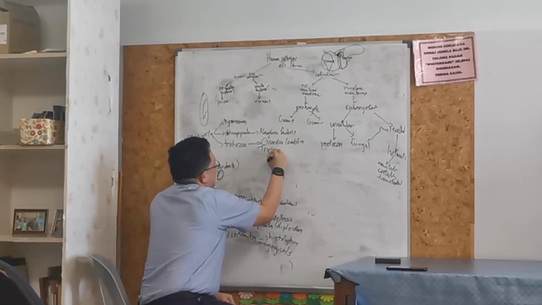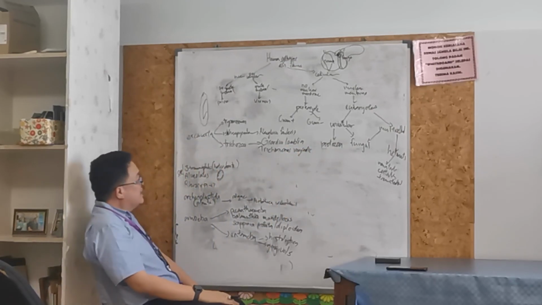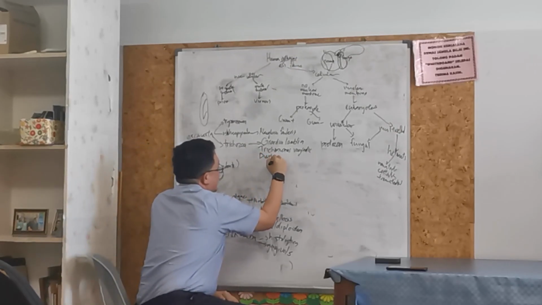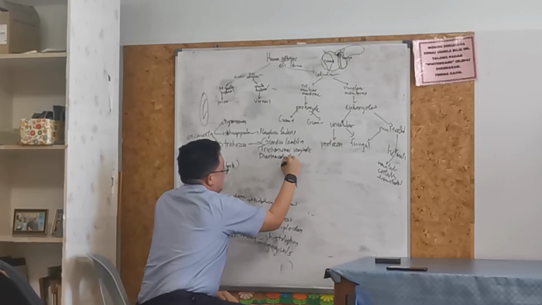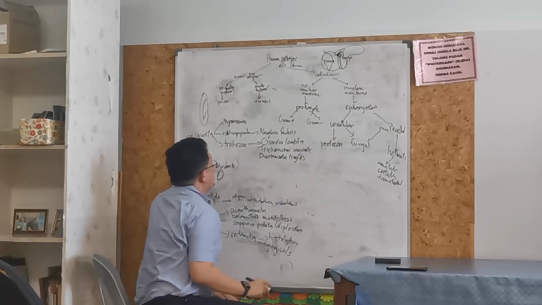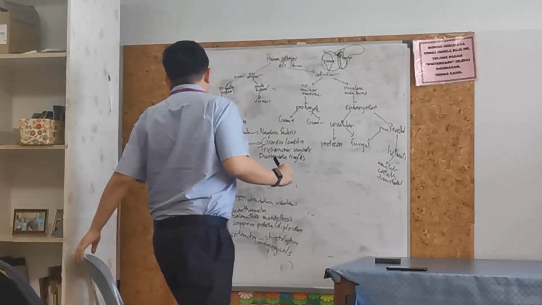Okay, Trichomonas vaginalis, and Dientamoeba fragilis. So these are all your Trichozoa. What about your Trypanosomas?